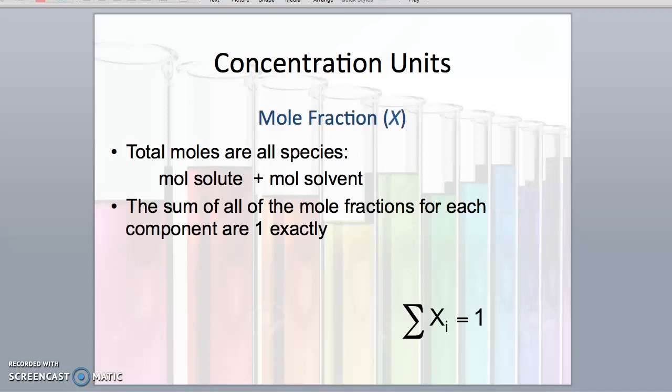When we do mole fraction, we have a solute and a solvent, and if we add the two mole fractions together, they'll add up to 1. So if we had 3 species, maybe 2 solutes and a solvent, and we added up the mole fractions, they would add up to 1.